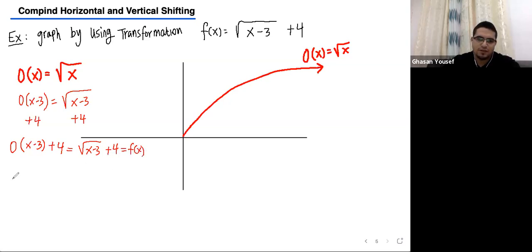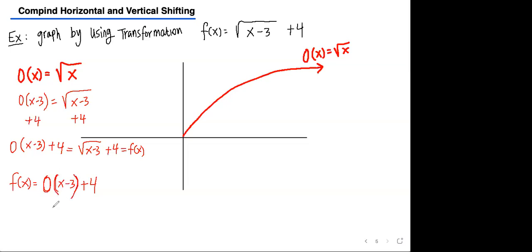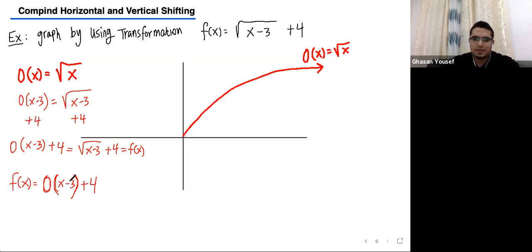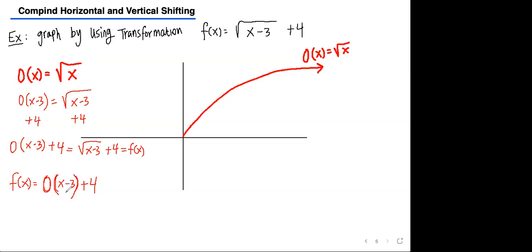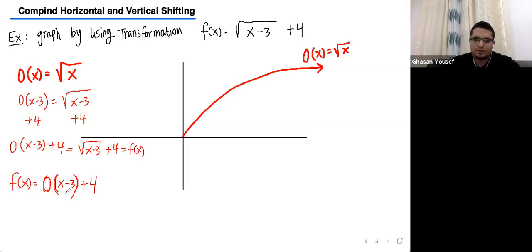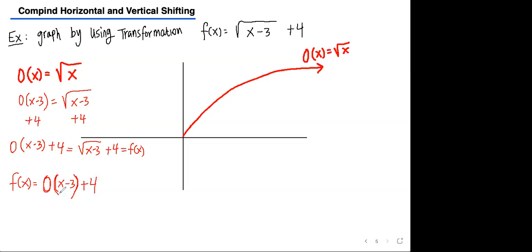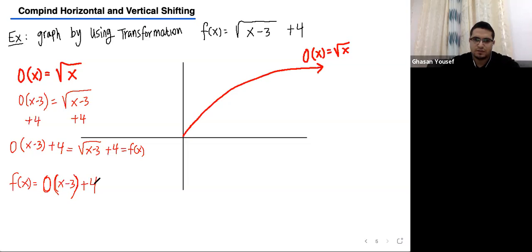So to graph this function f of x equal the original function of x minus 3 plus 4. Okay, what does that mean? What is the meaning of the minus 3 inside the parentheses of the original function? It means you're gonna move to the right. To the right, how many units? 3 units. And what is the meaning of positive 4 outside the original function? You're gonna move up 4 units.